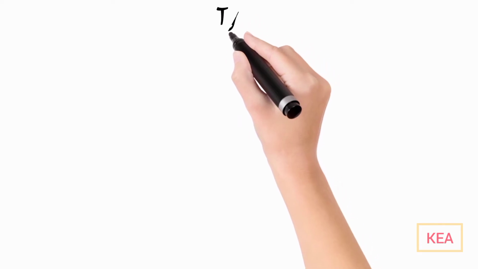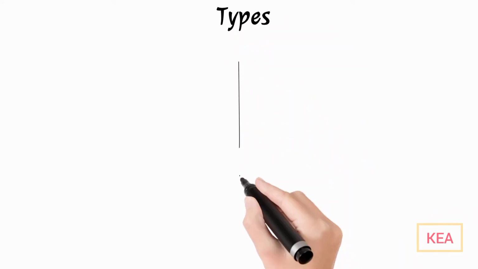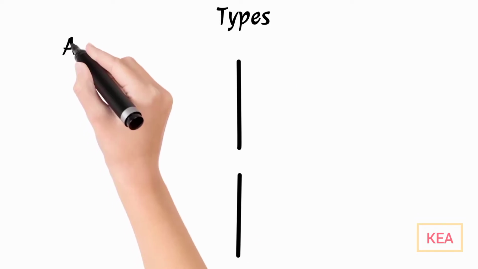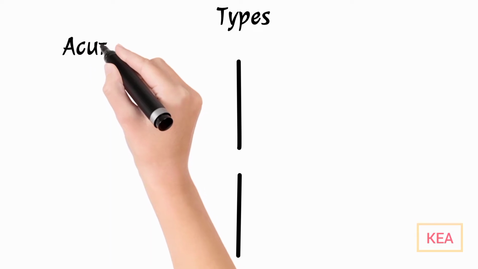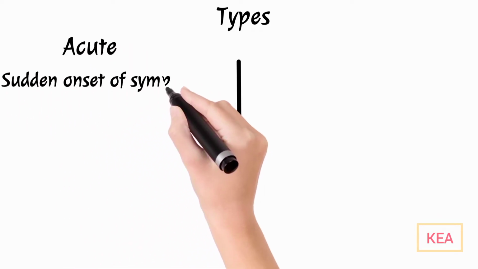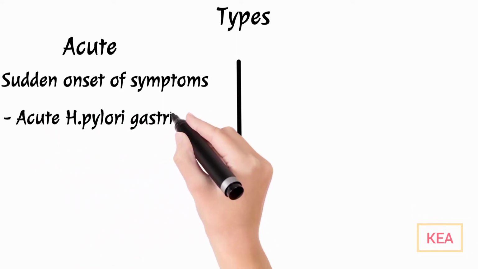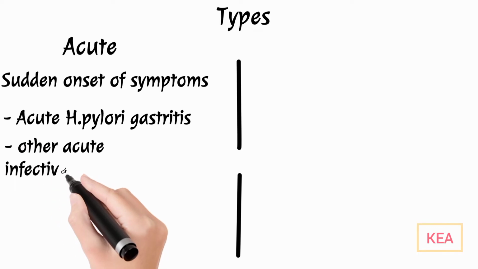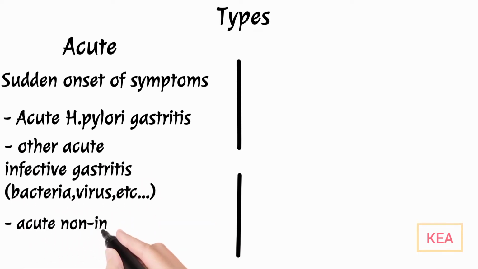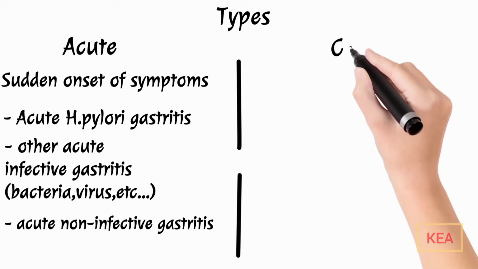Under the types of gastritis, we have acute gastritis, when the onset of symptoms is sudden. Common subtypes under acute are acute H. pylori gastritis, when a sudden infection by H. pylori produces symptoms. Acute infective gastritis, when it's caused by other microorganisms like bacteria, viruses or fungi. Non-infective gastritis, when it's not an infection that causes it, like spicy foods and irritants.